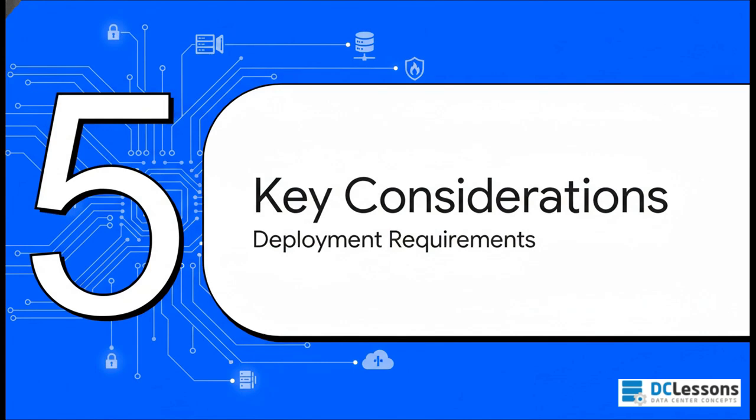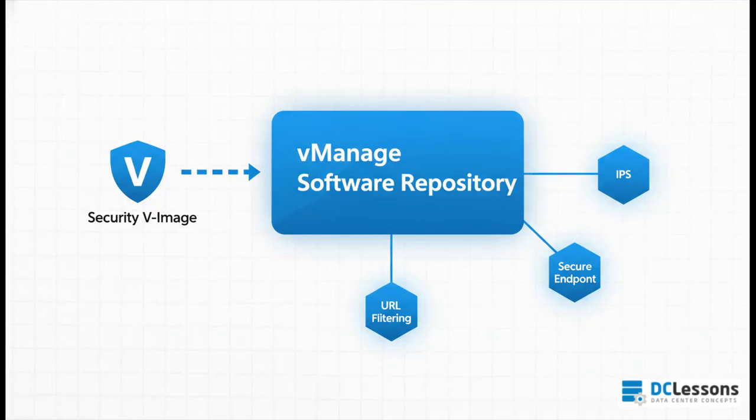Okay, before we wrap up, let's just cover a few essential things you absolutely need to know before you start deploying this. Think of this as the pre-flight checklist for a smooth rollout. All right, this is rule number 1, and it is non-negotiable. Before you can do anything else, you must have the Security Virtual Image, or vImage, uploaded to your vManage software repository. This image is the engine that actually powers all these advanced security features. No image, no security. Period.